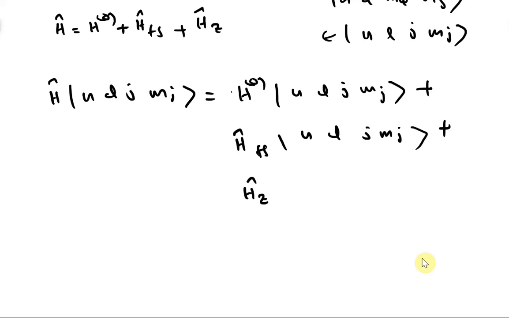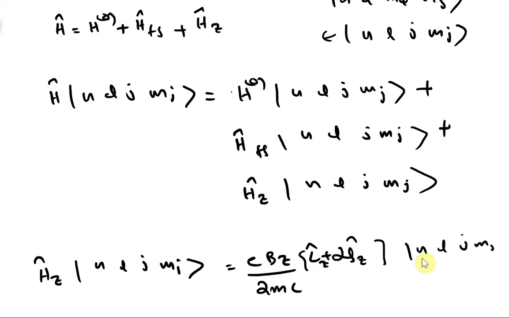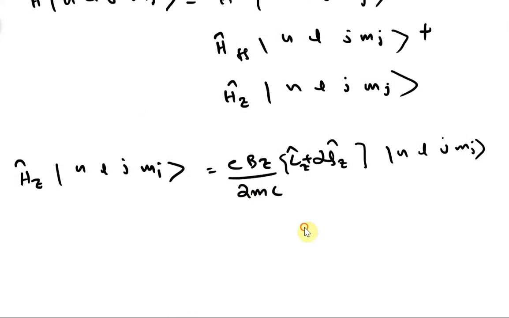Now H_Z acting on n, l, j, m_j is the component that we have to investigate. I'll write that separately here: the matrix element of H_Z between n, l, j, m_j is eB over 2mc, times the operator component L_z plus 2S_z, acting on n, l, j, m_j. So that is something that we have to investigate.